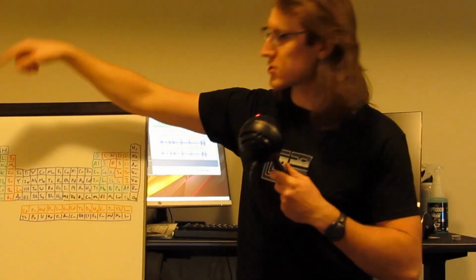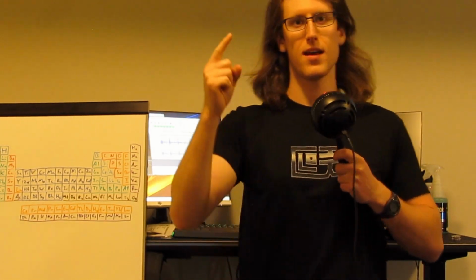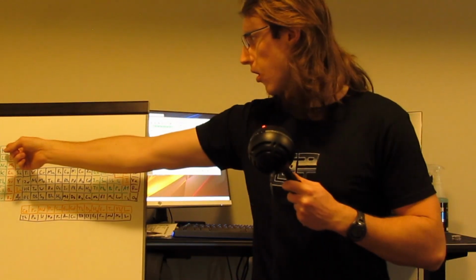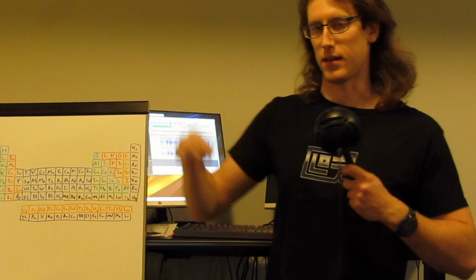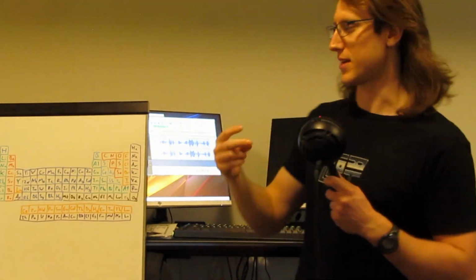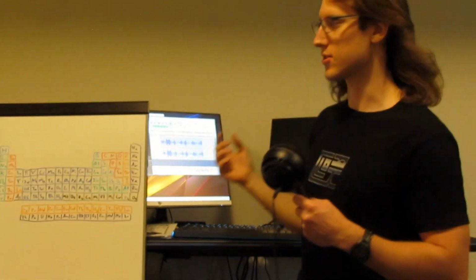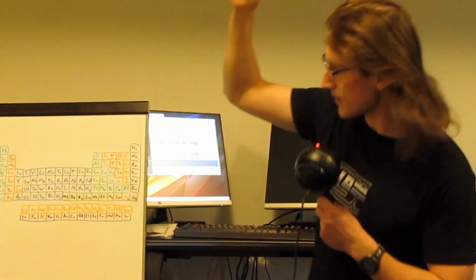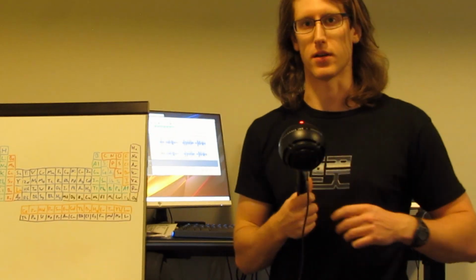So, hydrogen starts with 1 electron, and you go all the way over to helium. Helium has 2 electrons. But now helium has a full shell, so you go to lithium. Lithium now has 1 electron in its shell. So the big thing about the alkali metals is they all have 1 electron in their outermost shells.